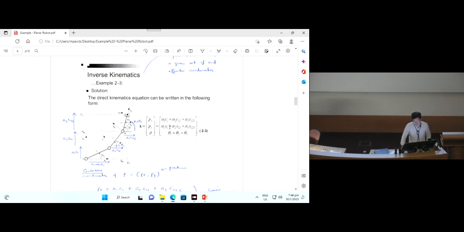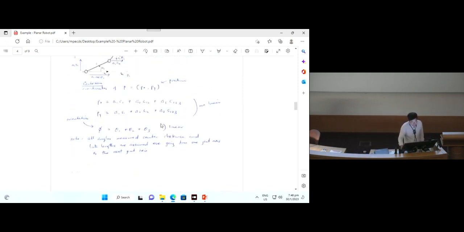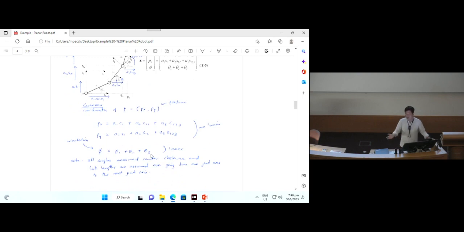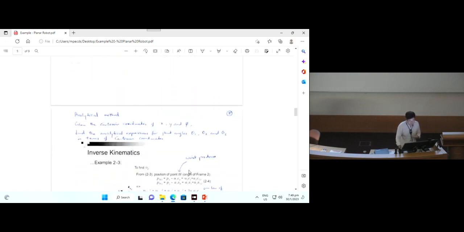The first step of the solution is you need to determine the px, py, and phi given to you. So this is an expression. From this expression, if you look at these two, your px is equal to this and py equal to this, they are nonlinear. Of course the orientation theta 1 plus theta 2 plus theta 3 is linear, but because these two are nonlinear, the whole system is nonlinear. You have to bear in mind that all angles are measured counterclockwise, and I assume the link lengths go from one joint axis to the next joint axis.